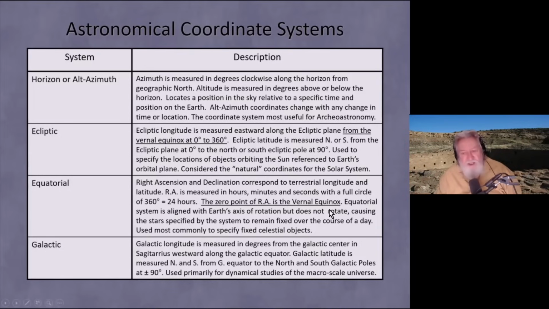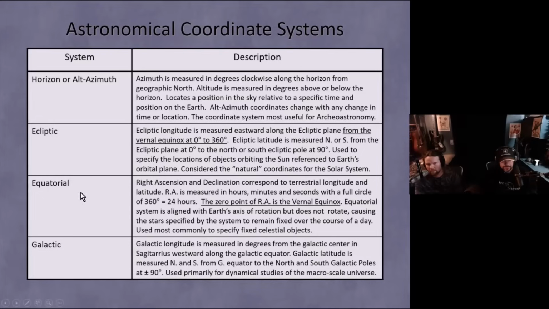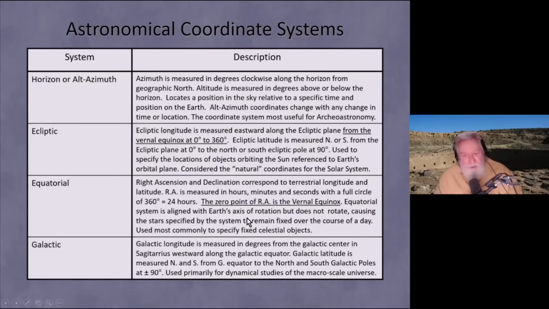So the 0 point of right ascension is the vernal equinox. Okay. Equatorial system is aligned with Earth's axis of rotation, but does not rotate, causing the stars specified by the system to remain fixed over the course of a day, used most commonly to specify fixed celestial objects, such as various stars or distant galaxies, or anything that's basically going to be fixed within that, unlike the planets or the moon, comets or asteroids or anything like that.